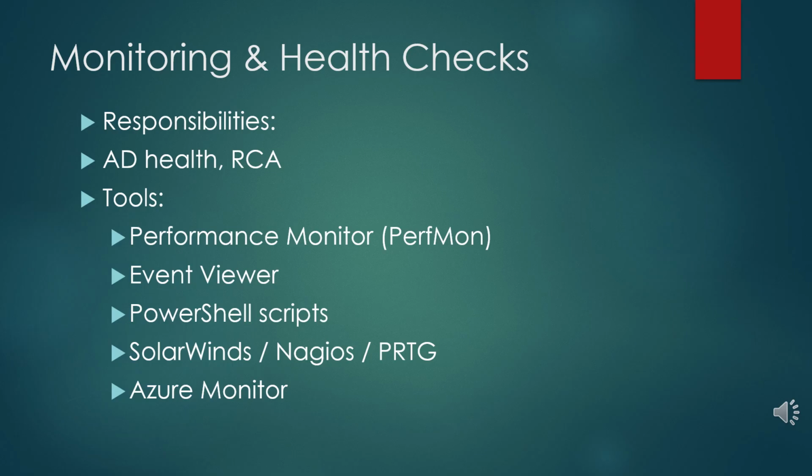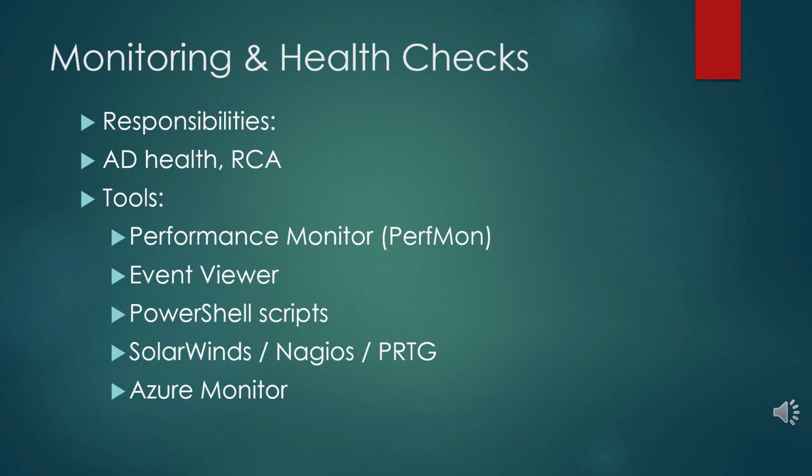Now in real time, one of the most common issues is replication failure. For example, changes made on one domain controller are not reflecting on another. This can lead to login issues or outdated group policies. To identify such problems, we use monitoring tools and logs.